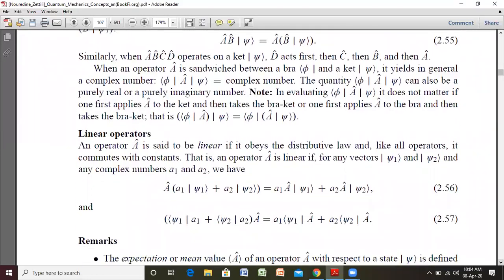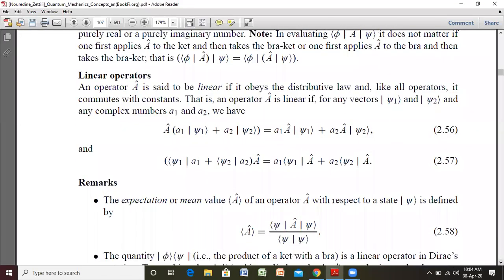But the important thing is about the linear operators. These are very important because we have to use all these operators in the next chapter and in defining the postulates of quantum mechanics. Linear operators are those operators which distribute themselves over different kets, different states, different parts of the state. The state may have further substates.